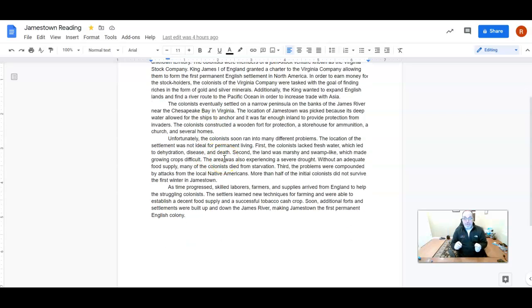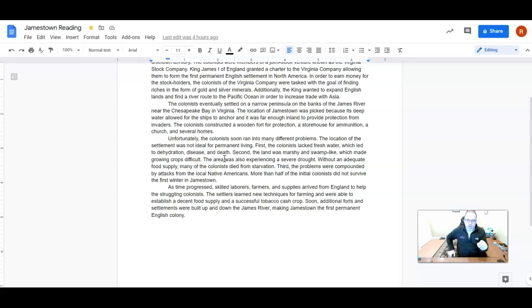And 5 minutes are over. Coming back. Third paragraph. Unfortunately, the colonists soon ran into different problems. The location of the settlement was not ideal for permanent living. First, the colonists lacked fresh water, which led to dehydration, disease, and death.